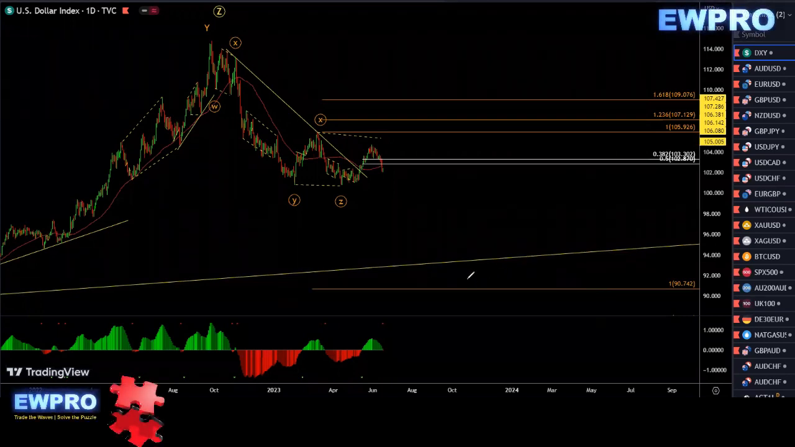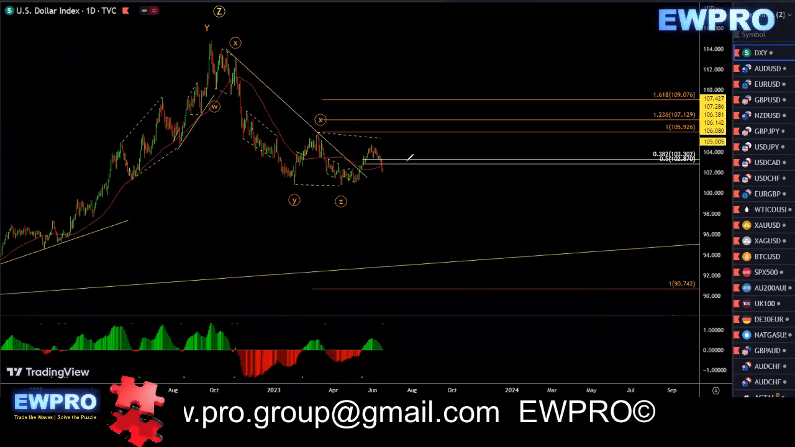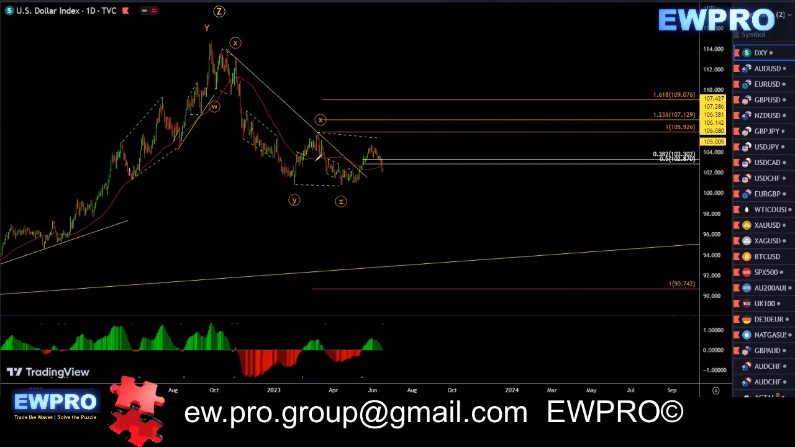Boone here from EWPRO. Getting straight into the weekly outlook, looking at the DXY on the daily. Like I've been mentioning for a long time, there's two scenarios here. This is either the wave Z down, or we look at it as an A, B, C, which is my preferred way I was looking at it. And then we get the A, B, C. So this may come down to that 100 fib here, or around this trend line.